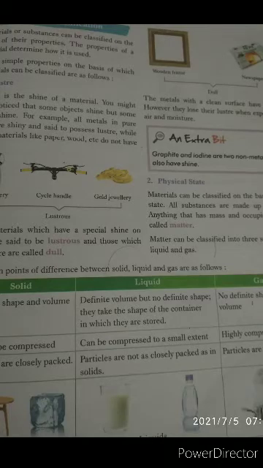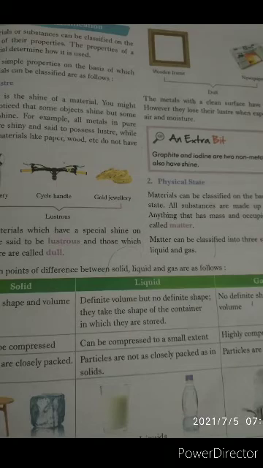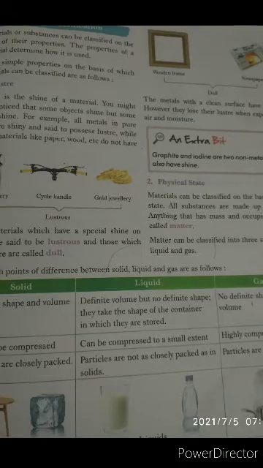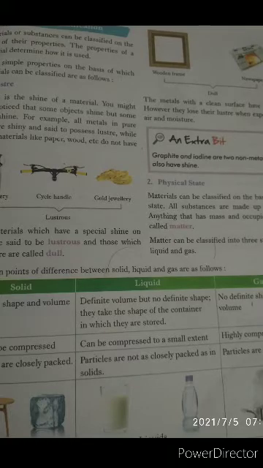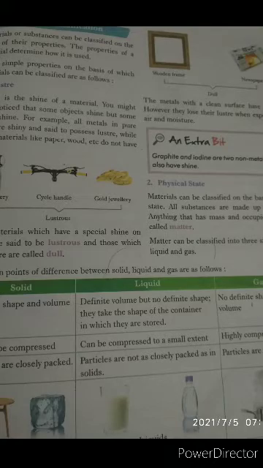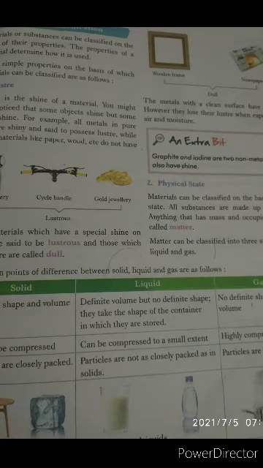That means any object has mass. That means weight. Okay, mass means weight. It will have weight, and also it occupies space. Such materials are called what? Matter. Matter can be classified into three states: solid, liquid, and gas. In class 4 and class 5 also I think you learned this. So matter can be classified into three states: solid, liquid, and gas.